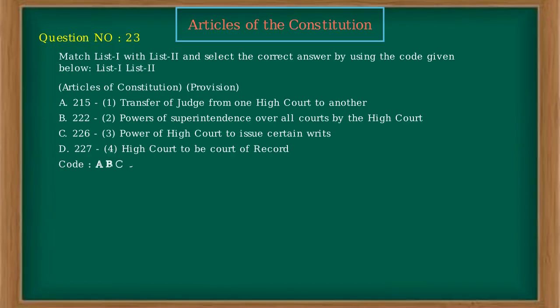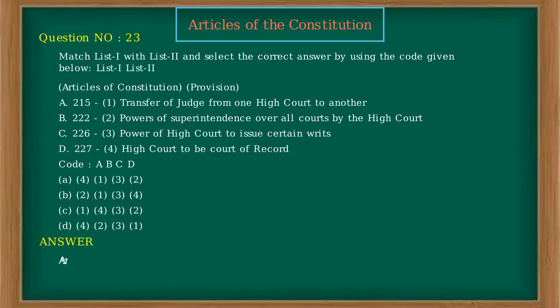Code ABCD. A. 4, 1, 3, 2. B. 2, 1, 3, 4. C. 1, 4, 3, 2. D. 4, 2, 3, 1. Ans. A.